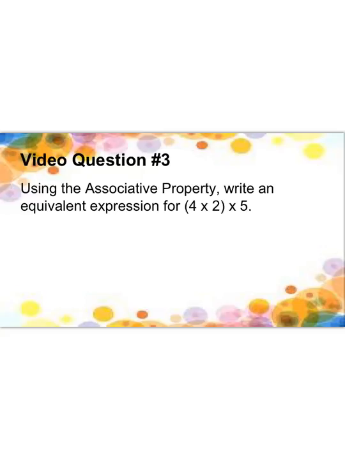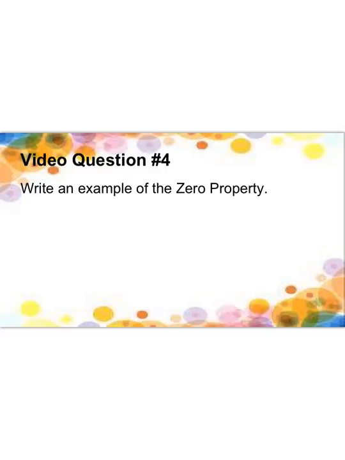Video question number 3 says, using the associative property, write an equivalent expression for the group of 4 times 2 times 5. Pause while you're working. Come back when you're ready for question number 4. All right, question number 4. Write an example of the 0 property. While you're working, pause me and then come back when you're ready for the last question.